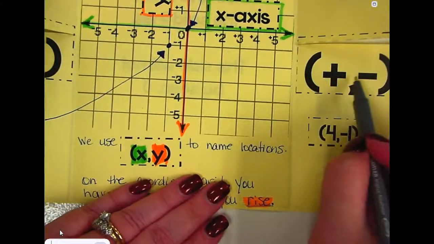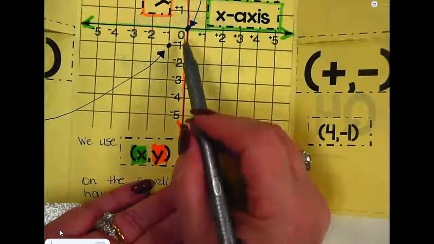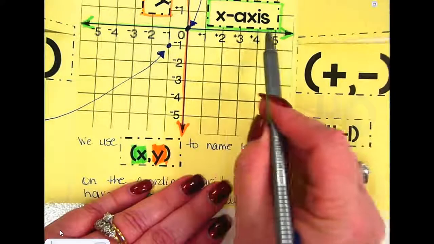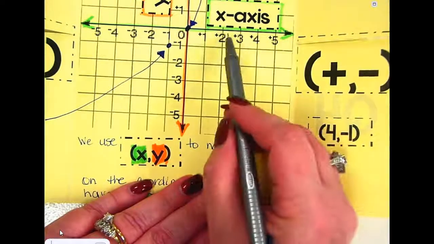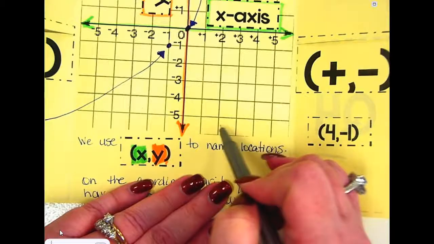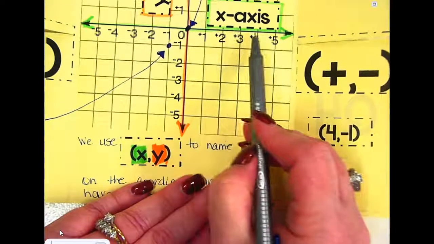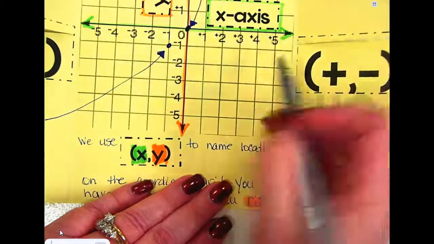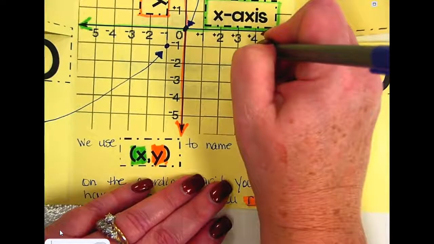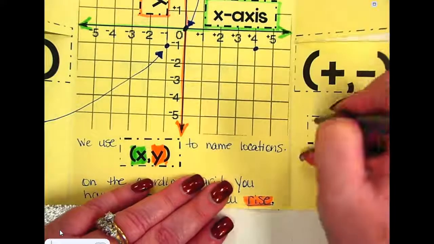And this last one, quadrant 4 is a positive X and a negative Y. I would have to move in the positive direction, and then my Y is going to be down here in the negative direction. So I would graph this one as going to positive 4, negative 1, and that point should be right there.